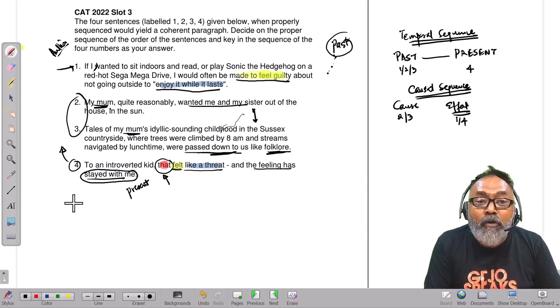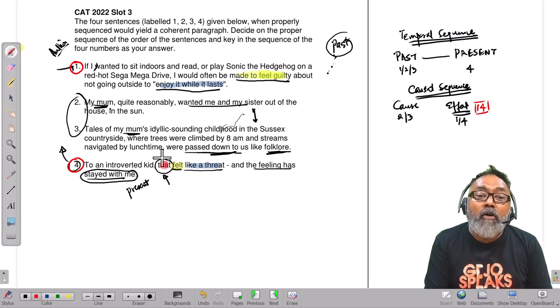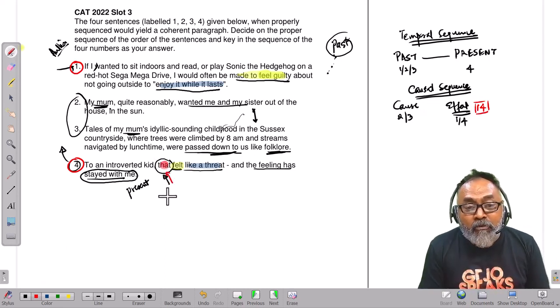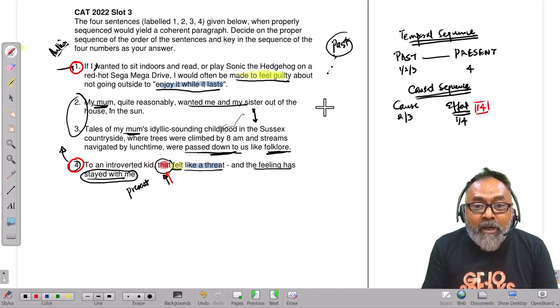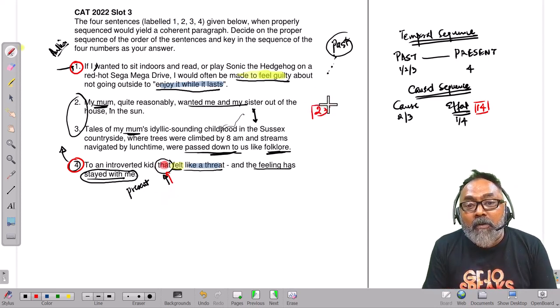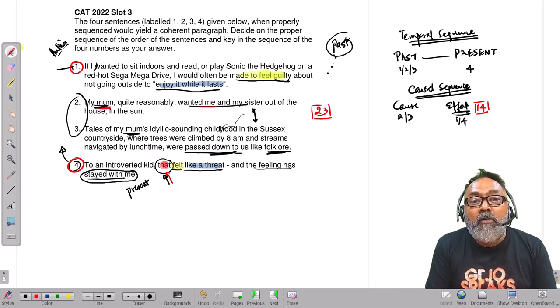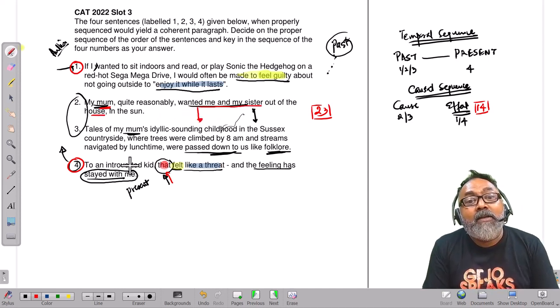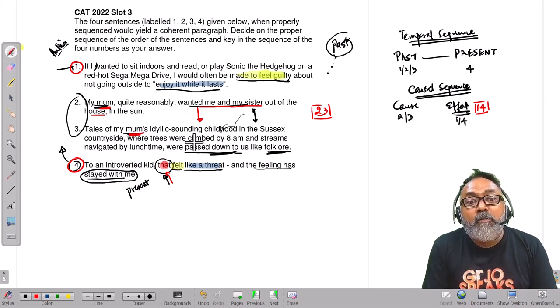So I don't know how many of you could look at it and say that 1 and 4 become that block, which is also because of that demonstrative pronoun that is there to connect it, right? How many of you also could find out that 2 3 is also a block, which means a statement is being made: my mom wanted me and my sister out of the house in the sun. Okay, going on, my mom tells me my idyllic childhood was passed down like a folklore.